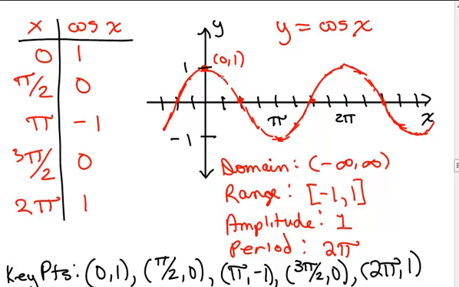Starts up here at 0, 1, goes down through pi over 2, and then down here below pi at -1, and then we're coming back up and ending up here at 2 pi, 1. The domain was -infinity to infinity, the range between -1 and 1. The amplitude is 1. That's always the absolute value of the coefficient of the cosine. So you don't see it, but there's a 1 times the cosine. And the period is 2 pi. That's the full cycle.